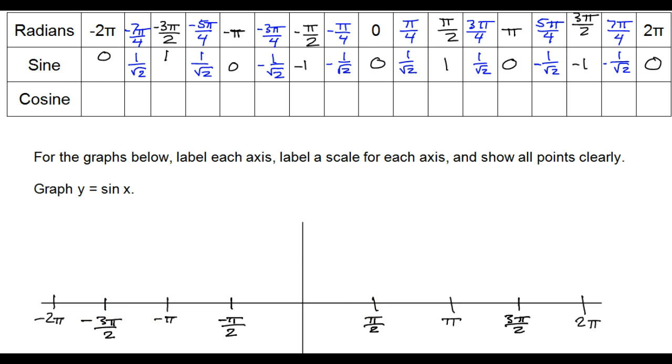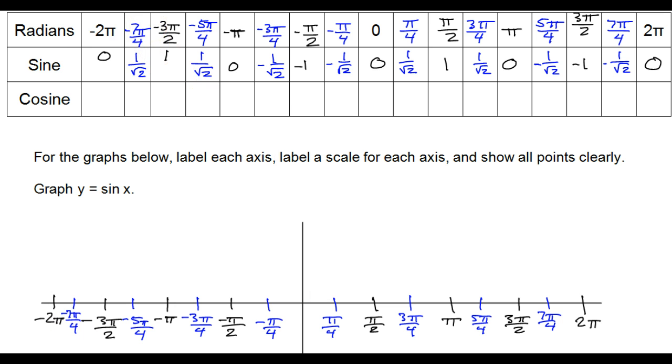Alright, now if we split those in half, that'll be our pi over 4s. So this will be pi over 4, 2 pi over 4, 3 pi over 4, 4 pi over 4, 5 pi over 4, 6 pi over 4, 7 pi over 4. Okay, and let's do the same thing on the negative side.